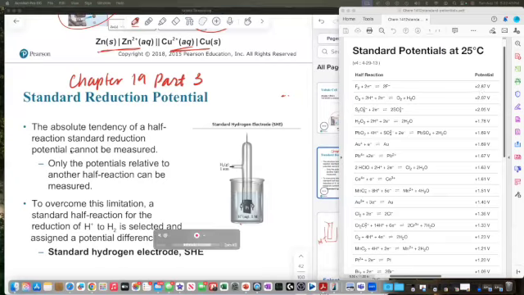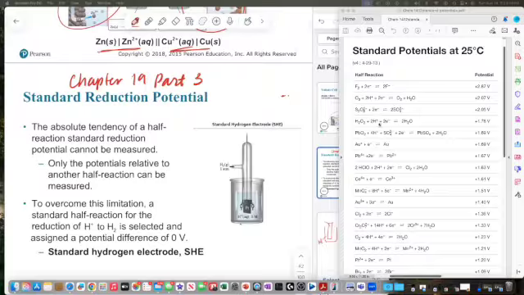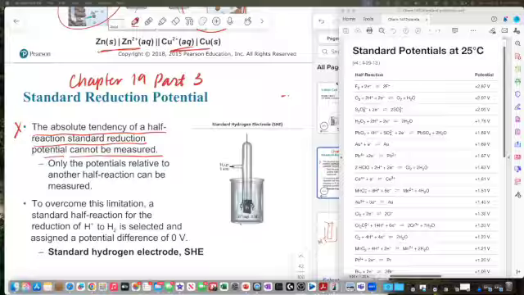This slide here is giving you the backstory of how these half reactions were measured. And it starts by saying the absolute tendency of a half reaction standard reduction potential cannot be measured. Okay, that's translation for if you want to measure this potential for the half reaction of fluorine molecule becoming fluoride ion, you can't measure that by itself. From the name, the half reaction is only half of the whole. Okay, so if you want to measure this number here, you really have to pair it with another half reaction.